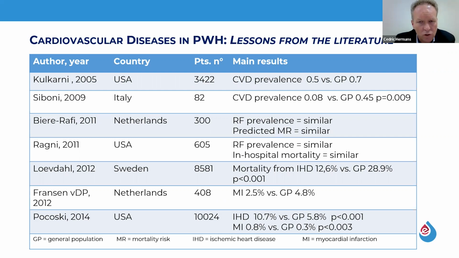Some studies show that there is a lower prevalence of cardiovascular disease in patients with hemophilia compared to the general population. And the study at the bottom, performed in the US in 2014, shows totally different results, showing that ischemic heart disease and myocardial infarction are more frequent in patients with hemophilia versus the general population. So a lot of conflicting results. This is quite difficult to interpret, considering the heterogeneity of these observations.